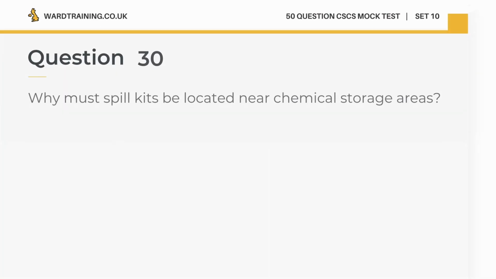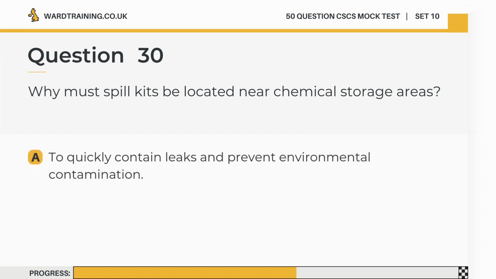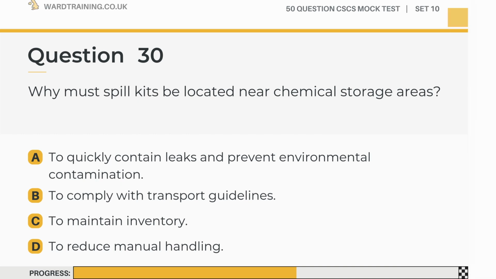Question 30. Why must spill kits be located near chemical storage areas? A. To quickly contain leaks and prevent environmental contamination. B. To comply with transport guidelines. C. To maintain inventory. D. To reduce manual handling. The correct answer is A. To quickly contain leaks and prevent environmental contamination.